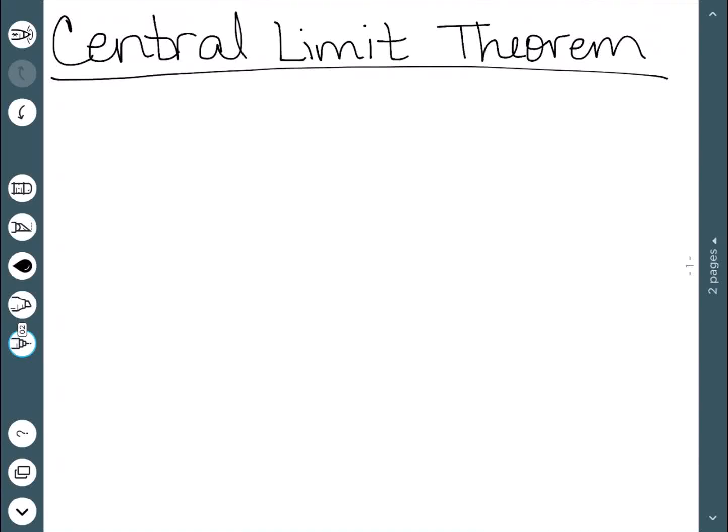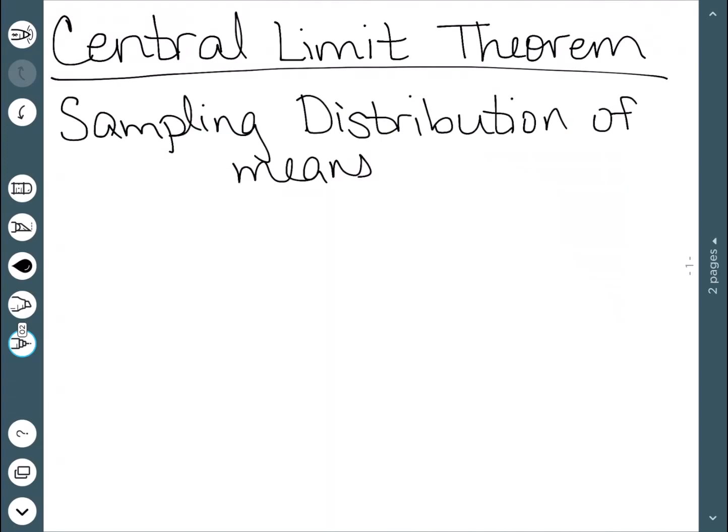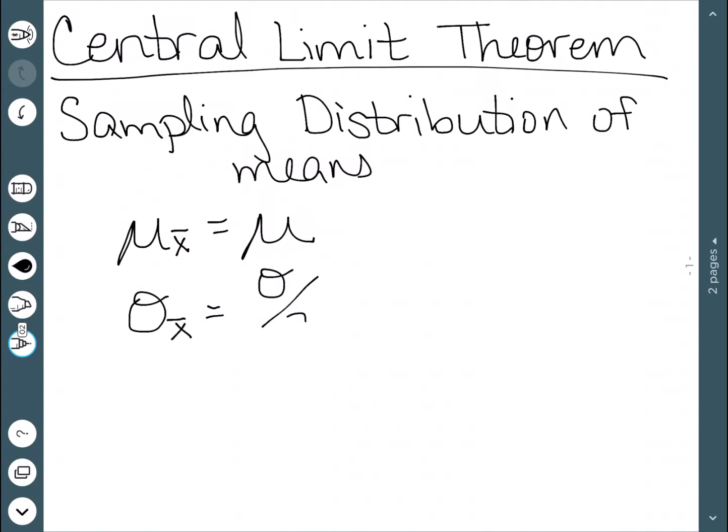We'll now define our central limit theorem. And the central limit theorem is specifically concerned with the sampling distributions of means, like we did in the last video. In particular, what it says about this is that the mean of these sample means is equal to the entire population mean. And the standard deviation of the sample means is our standard deviation divided by the square root of our sample size.